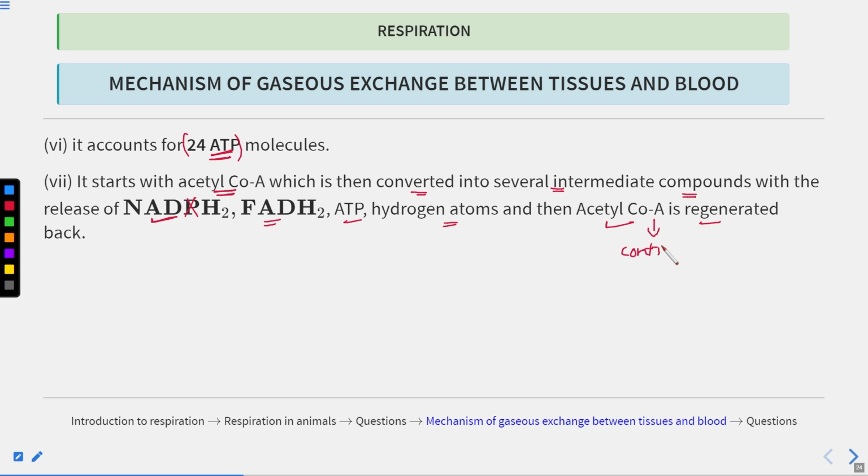Okay, this is very important for continuation of the Krebs cycle. Clear? So you can see what are formed. First product NADH, second FADH2 is produced, ATP is also produced, and these are all the byproducts, hydrogen atoms and all. Okay, and in the end acetyl coenzyme A is regenerated.